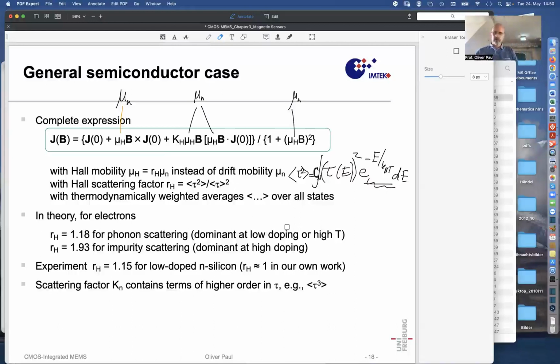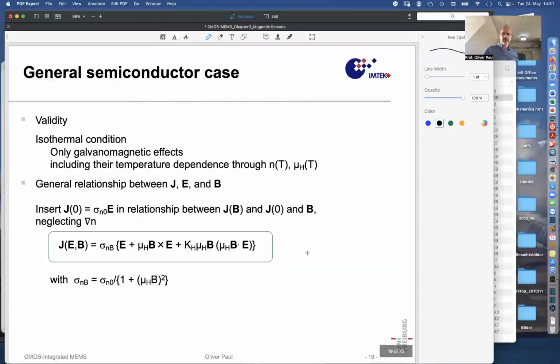So I don't want to go much into more detail here, except that KH, and I should be correct, I should write KH here, the second Hall correction factor, and N might indicate that we are still dealing with electrons, as we have been all the way down to here. It contains other such averages with the third power of tau under the integral. So that's just some background knowledge without any examination relevance.